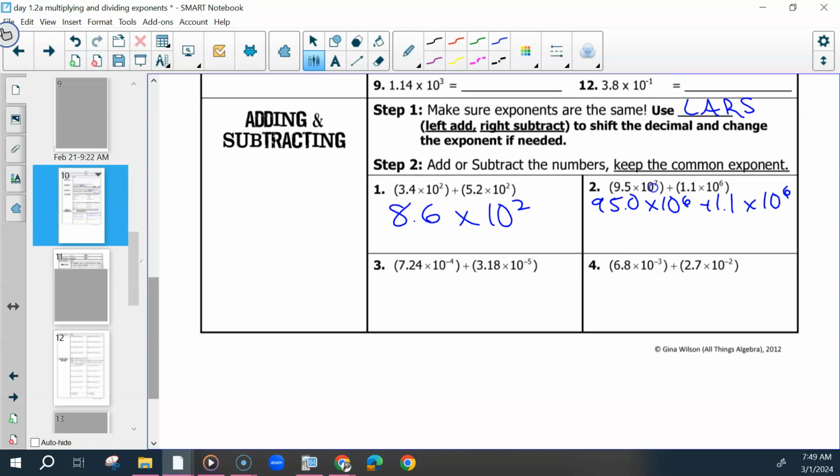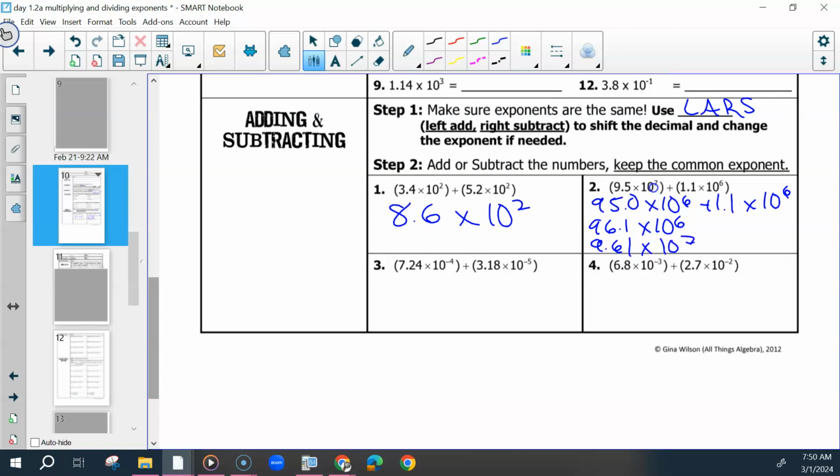Then the process would be the same. Add 95 and 1.1. But we can't leave this like this because the decimal place isn't between a digit between 1 and 10. Right now it's at 96. So we have to move it back 1. And because we moved it to the left, we're going to add 1 back to the exponent.